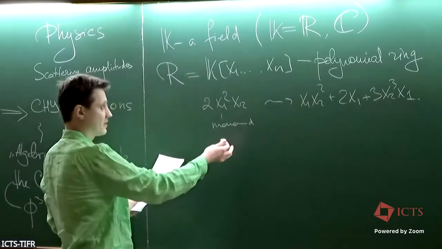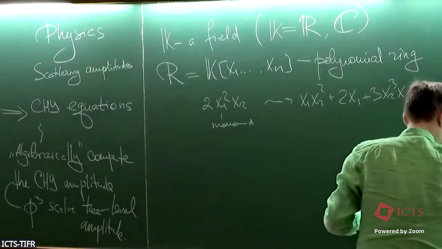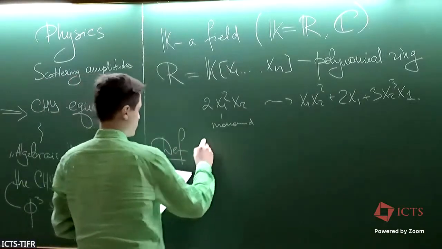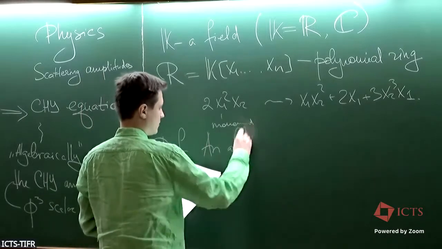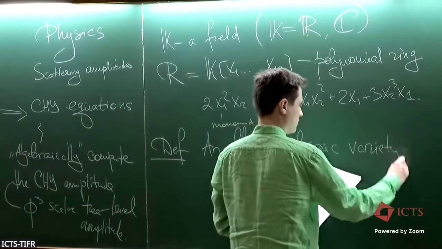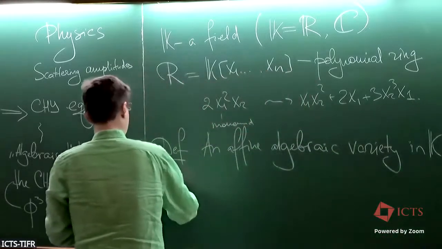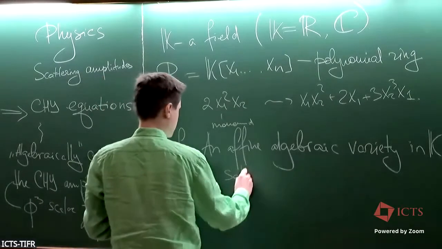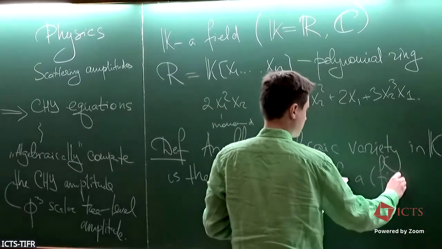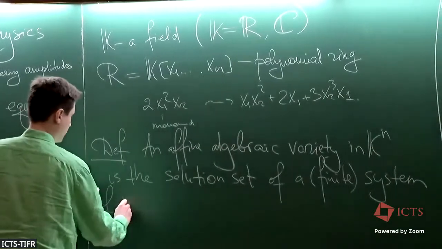Okay, so those are very basic algebraic objects, and now we'll define some geometric objects. The first geometric object we are going to define is an affine algebraic variety. So an affine algebraic variety in K to the n, so in the n-dimensional vector space over the field K, is the solution set of a finite system of polynomial equations.